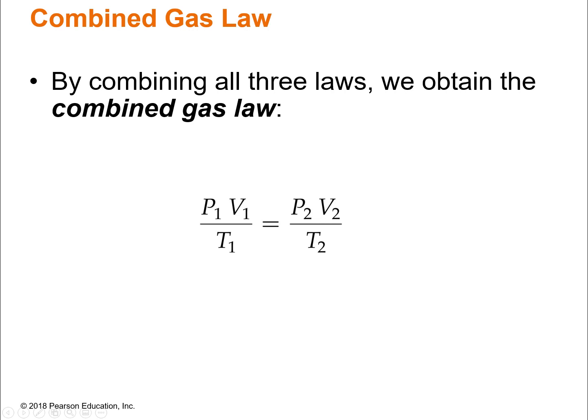So we can combine all three gas laws that we just covered. Boyle's law, which was pressure and volume. Charles's law, volume and temperature. Gay-Lussac's law, pressure and temperature. Into the combined gas law. This is for when you have three variables. So the only thing that we aren't changing is the amount of gas.